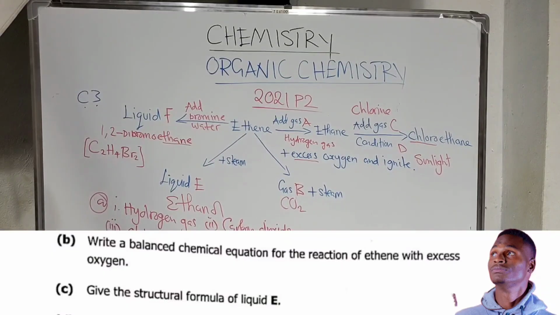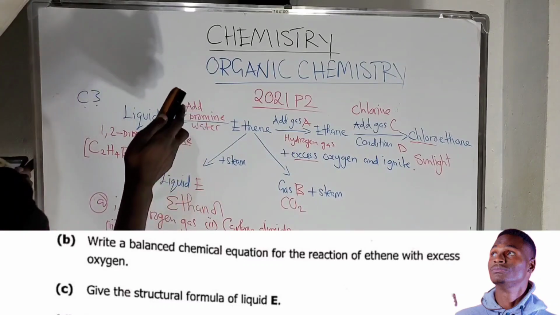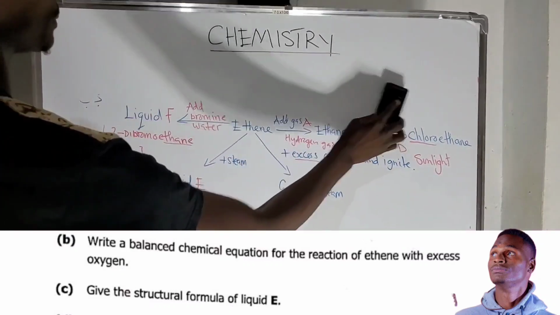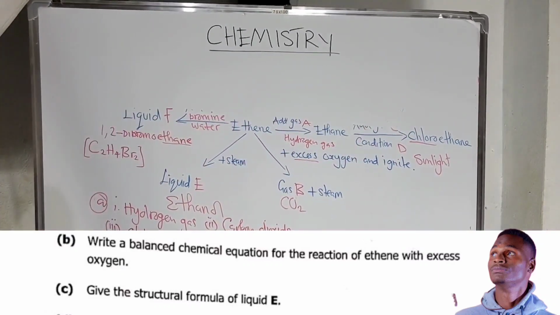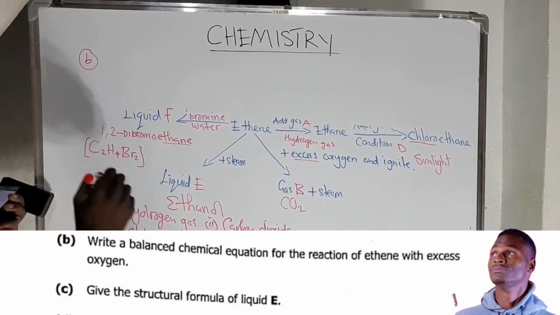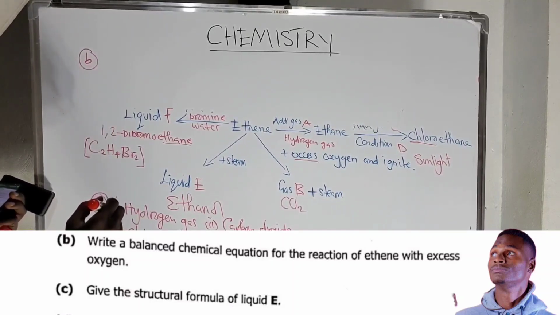Question B. It's saying write a balanced chemical equation for the reaction of ethene with excess oxygen. This is a complete combustion, guys. Let me create space here. So this is question B, complete combustion of ethene with excess oxygen.